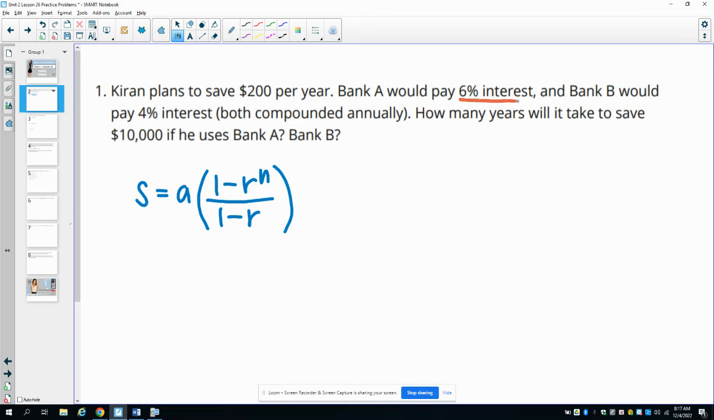So here's the interest rate, but this is the growth rate. He's getting an extra 6% here, but he's also getting back his initial $200. So we're figuring out 6% of the 200 plus giving him his $200 back. He's not only getting the extra 6%, he's also getting 100% of what he put in. So this is giving him a growth rate of 106%, or as a decimal, 1.06. So this is the growth rate for Bank A.